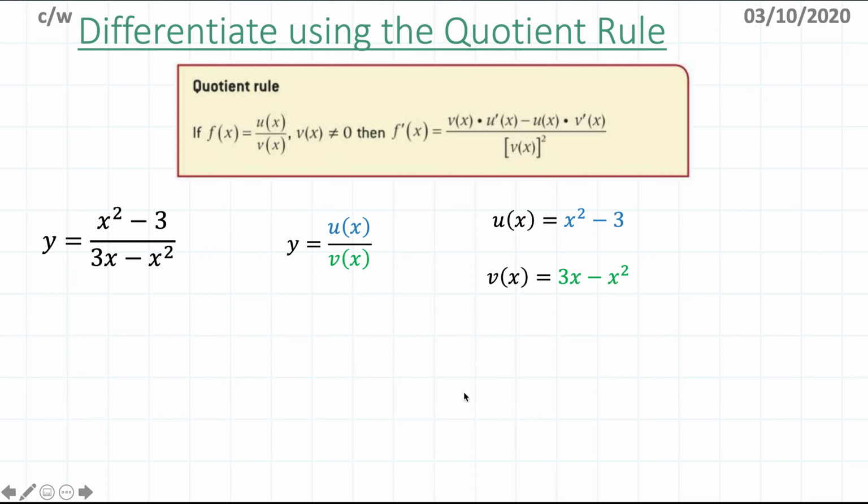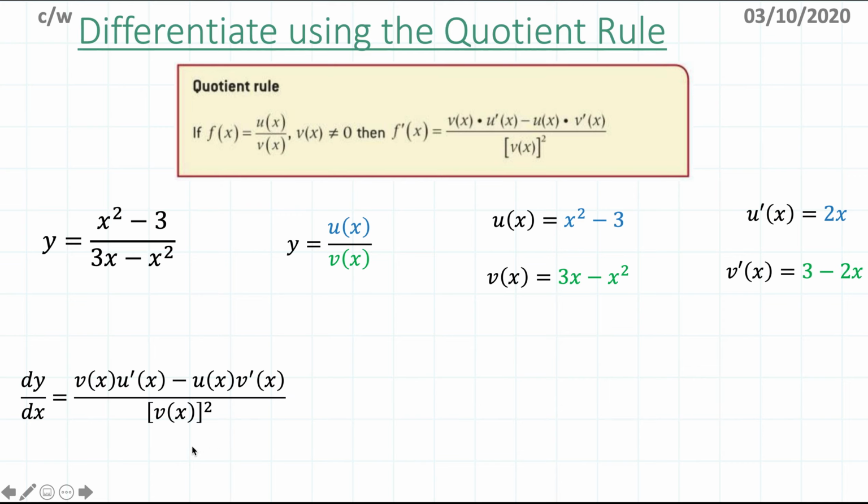The next step, hopefully you can guess by now, is to differentiate each. So I have u prime is 2x and v prime is 3 minus 2x. Now that I have it, I can use the derivative rule here for the quotient rule. So dy by dx will be this whole mess.